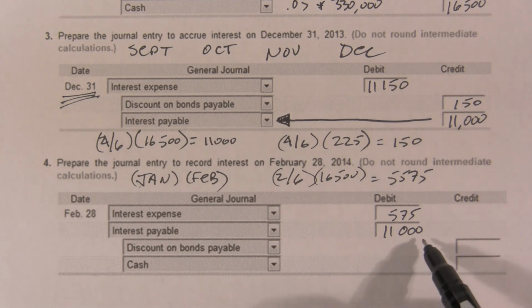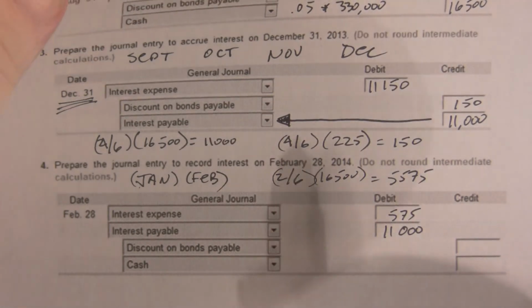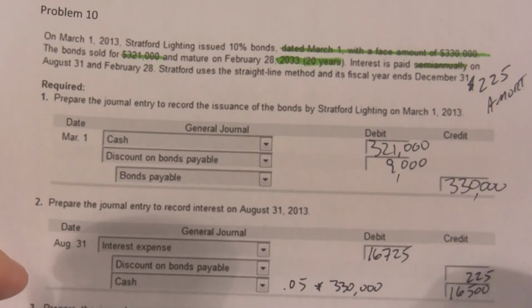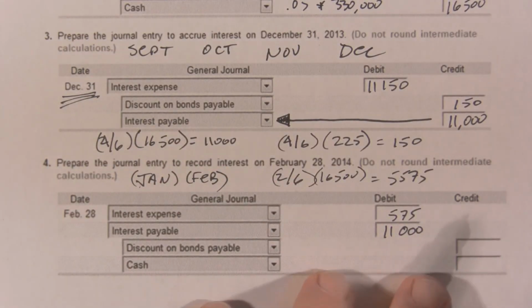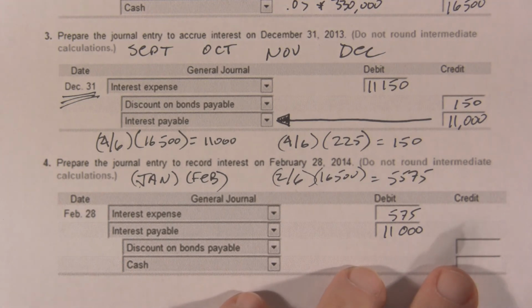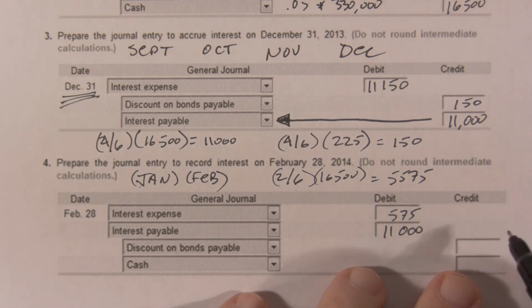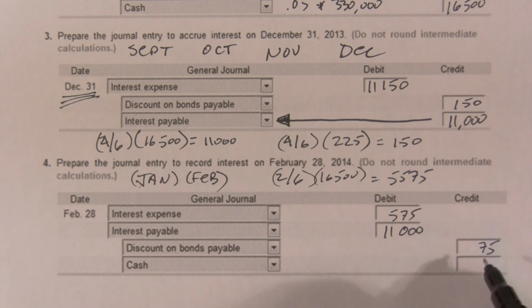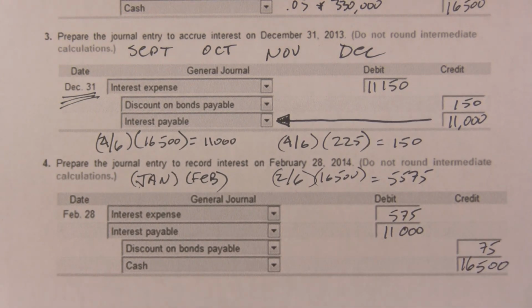Plus I have the 11 that I recognized earlier, okay? Remember that? 16,725, okay? I'm going to have just my new discount for this period, 2/6 of $225, which is $75. And I'm going to have the same cash that I always send out of $16,500. And that's how that one would play out.